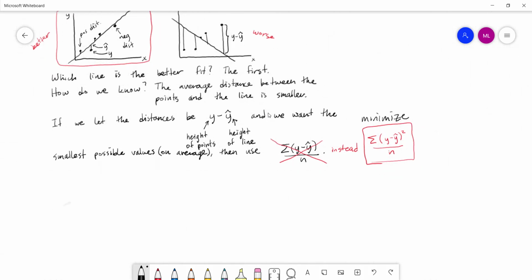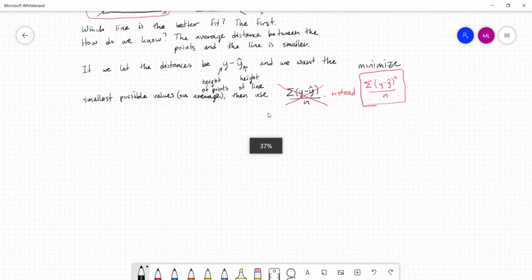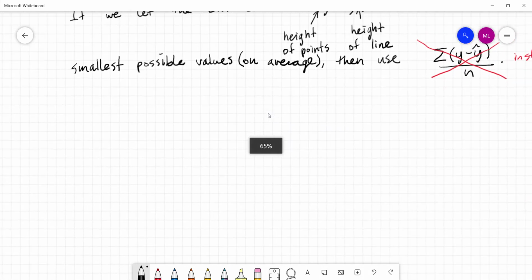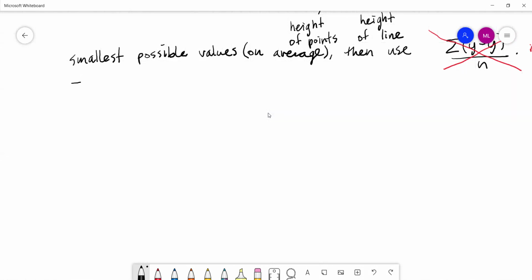Okay, so coming back to this, I'm not going to teach you calculus. But that's where this formula comes from.